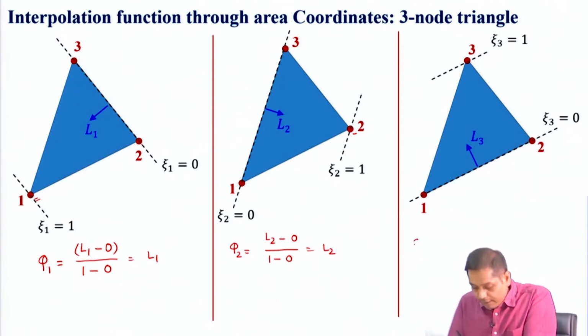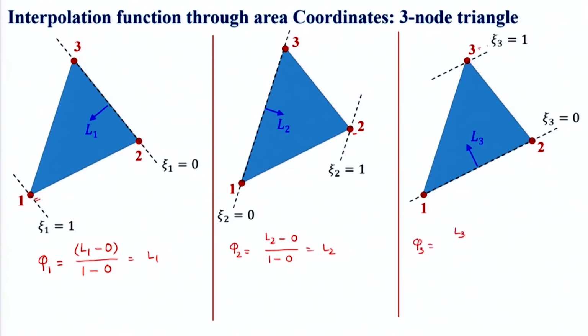Similarly, phi 3 will be L3. So L3 minus coordinate of this node, which is 0, divided by coordinate of this node minus coordinate of this node, 1 minus 0, that is equal to L3. We have already seen that for a 3-node triangular element, phi 1, phi 2, phi 3 are essentially L1, L2, L3, which we get from that general expression.